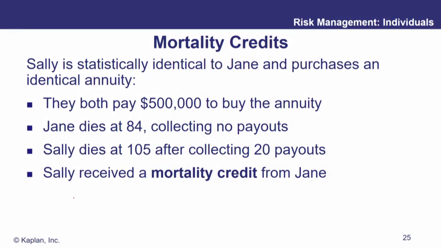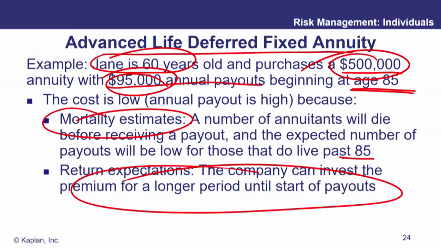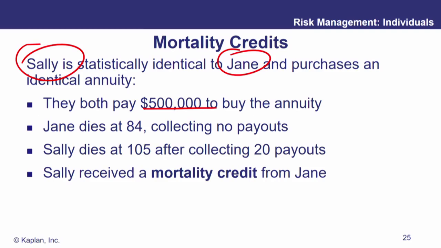Now, to illustrate this, let's take two individuals, Sally and Jane. And everything we look at about them is, they are statistically the same age, same health, same situation. Statistically, they're not different. They both buy one of these deferred annuities. They both pay the $500,000 up front. Remember, this annuity is not going to pay unless they reach age 85. And they're identical. They're both 60 right now. Now, let's suppose Jane dies at 84. Boy, she's not going to collect anything. She didn't make it to 85.